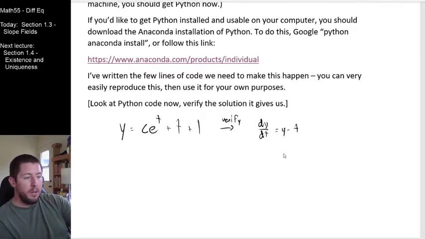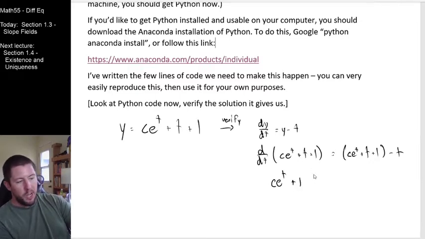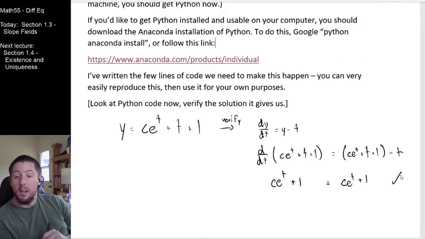Now I'm going to go ahead and plug it into both sides, right? I'm going to take my derivative of c e to the t plus t plus 1, and that should be equal to c e to the t plus t plus 1 minus t. Right? When I take my derivative over here, I'm just going to get c e to the t. That didn't change at all. Plus t becomes plus 1. Plus 1 goes to 0. So there's my derivative. On the right-hand side, t and t cancel, leaving me with c e to the t plus 1. So we could verify by hand that the solution that we got from SymPy was good. So that's a nice thing to see.